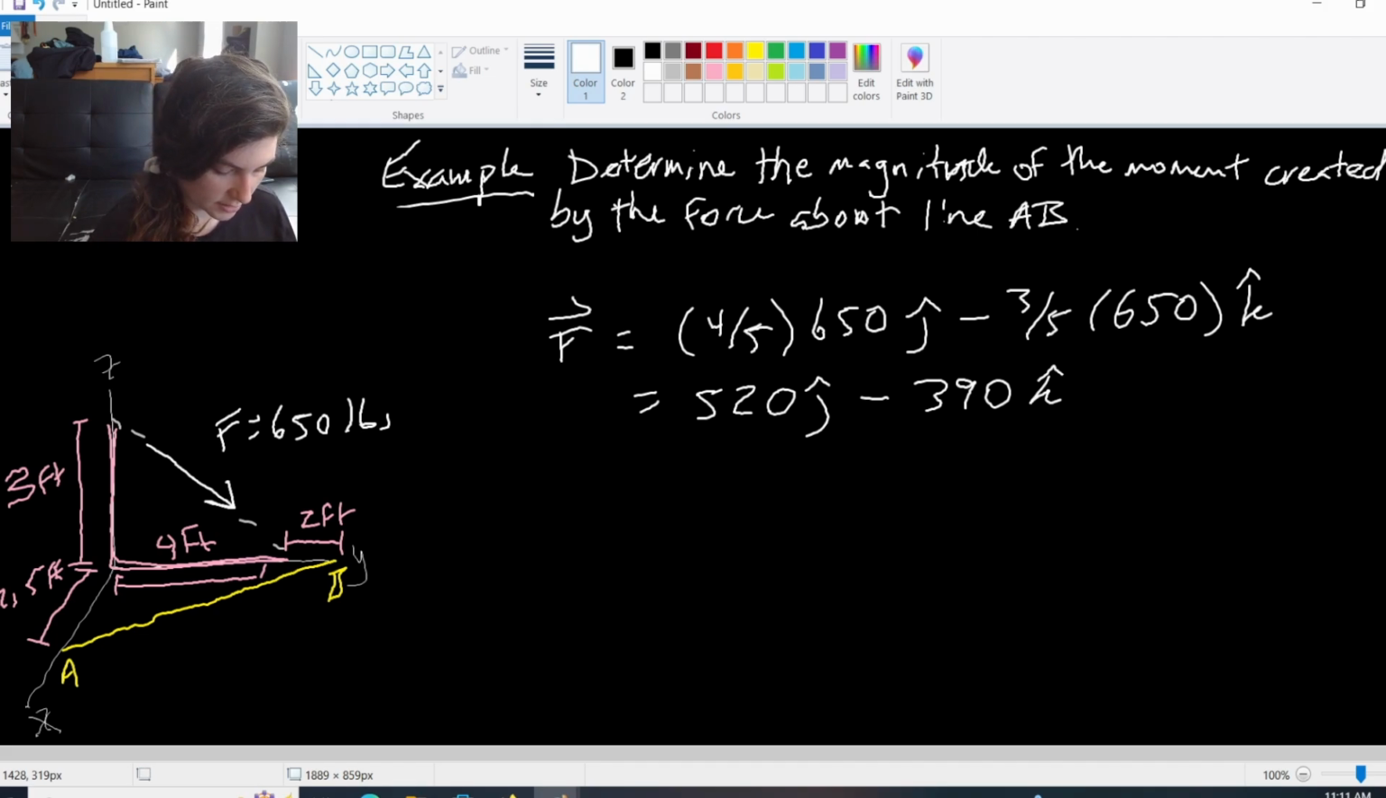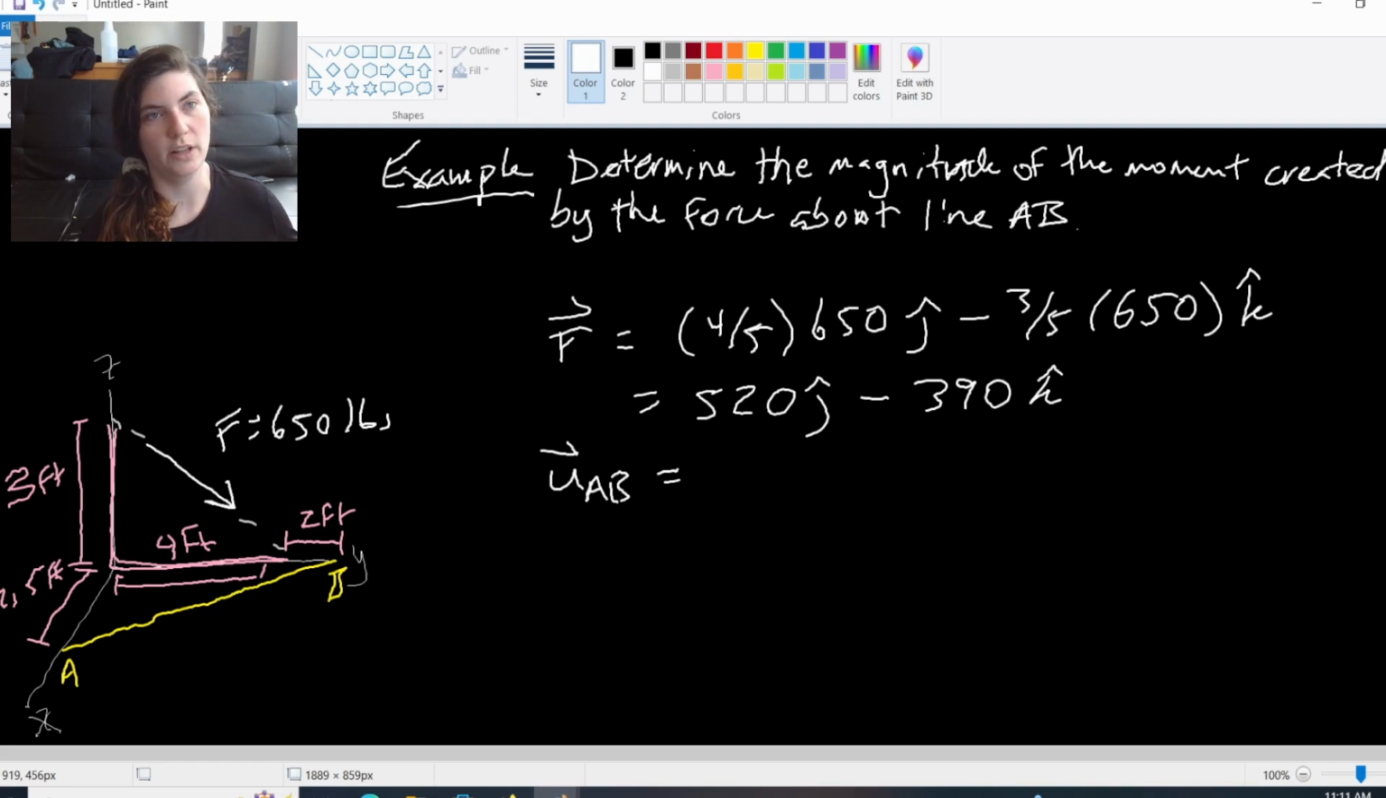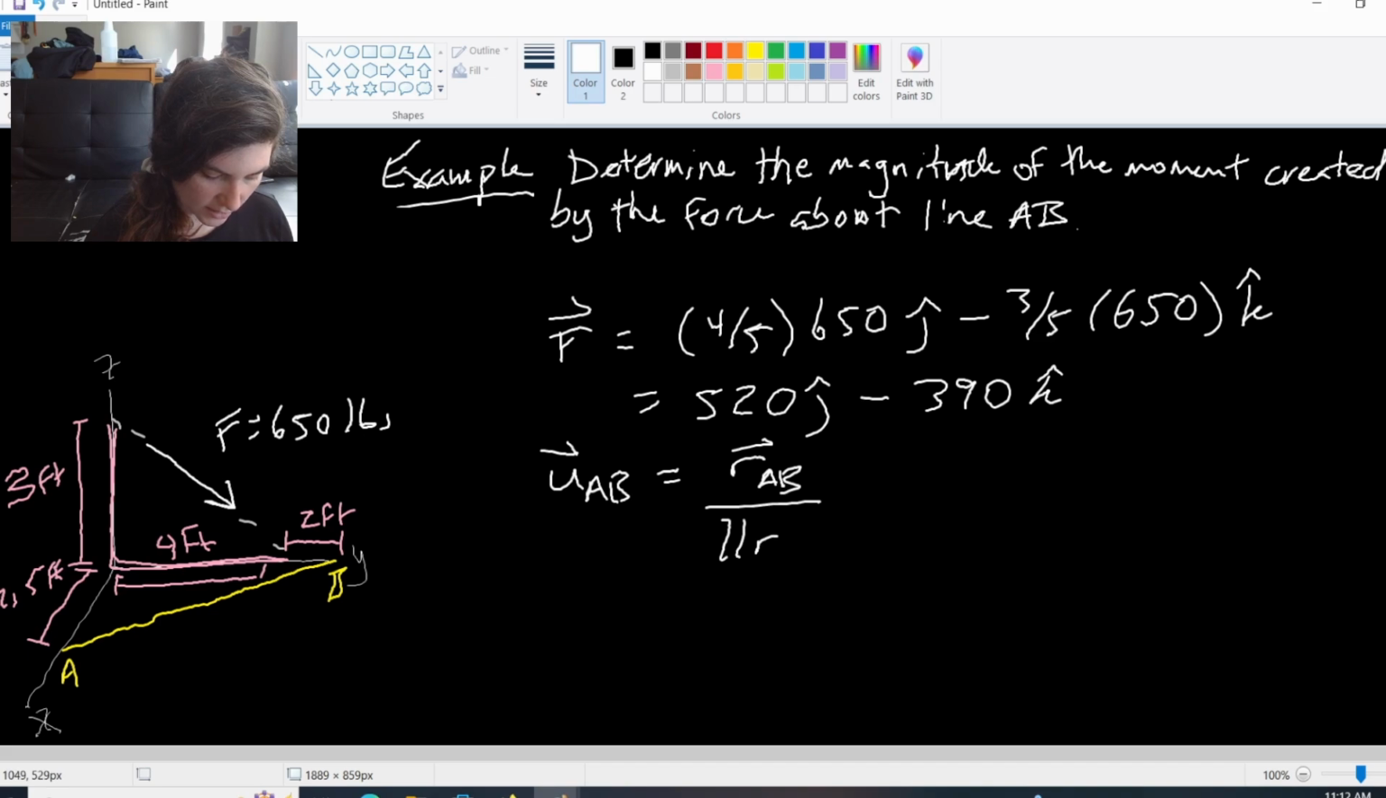I'll do my unit vector next. Let's go ahead and define the unit vector that makes up line AB, right? It's not as simple as just our x-axis, which is just 1 in the i hat direction. Now I'm going to have to go back to what we learned with position vectors and how we make a unit vector, right? It's that position vector AB over the magnitude of that position vector AB. Right, so if I find my position vector AB, I'm going to see that from A to B, I'm going in the negative x direction by 2.5 feet.